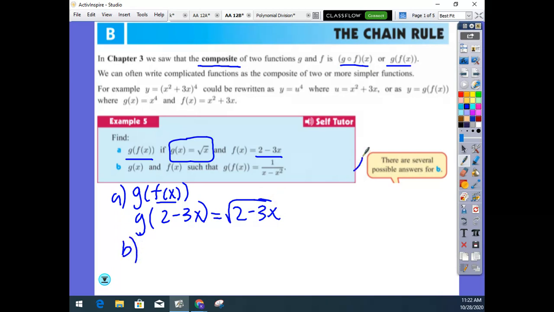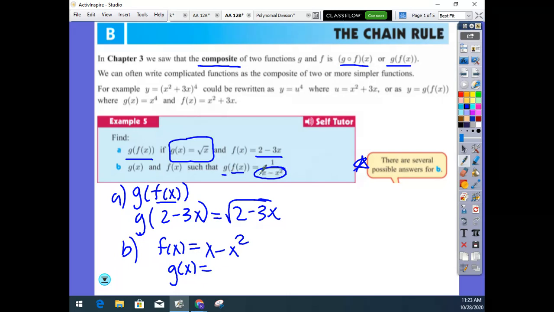B, notice over here, there are several possible answers for B. Typically, what I do is I set whatever this is to either in the denominator or under the square root. So I'm going to set f of x equal to x minus x squared, and then the outside, g of x, is like this whole thing just turned to x, 1 over x. I will say this.